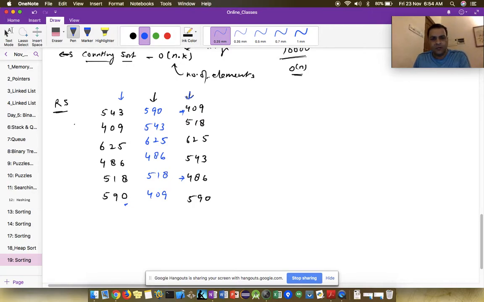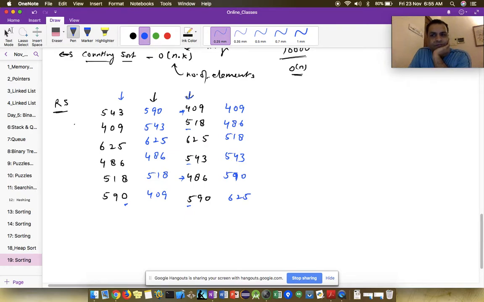So first is 409, then I have 486, then this one and this one are 5, so I'll have 518, 543 and 590, and finally I have 625. So which sorting algorithm should I use inside this Radix sort? Basically, it is arbitrary.